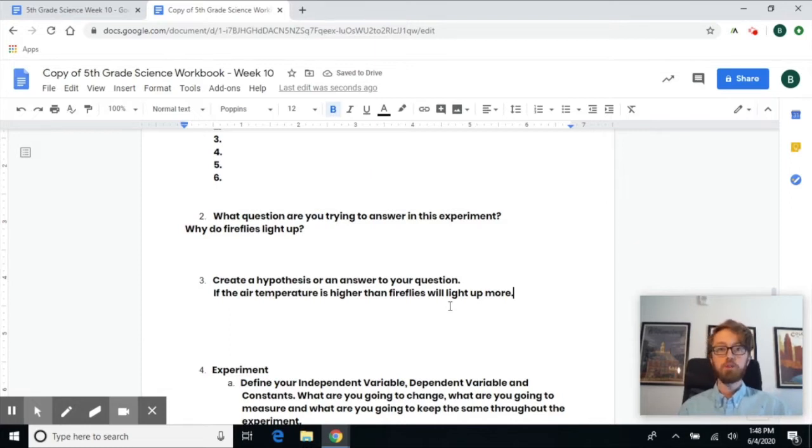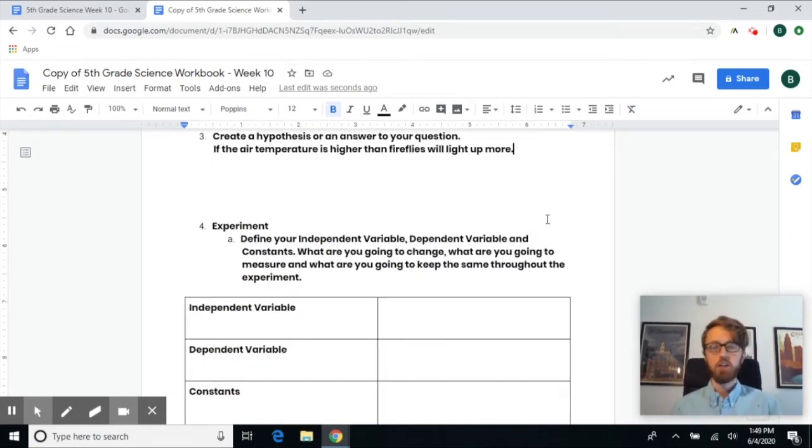I'll give you a moment to pause to write your own hypothesis for your own experiment. We have asked our question and we formed a hypothesis or an answer to that question. Now we need to start building up our experiment. We've just talked about the independent and dependent variables. Again, independent is what you control and what you're changing. Dependent is what you're going to measure or look at or collect data on.